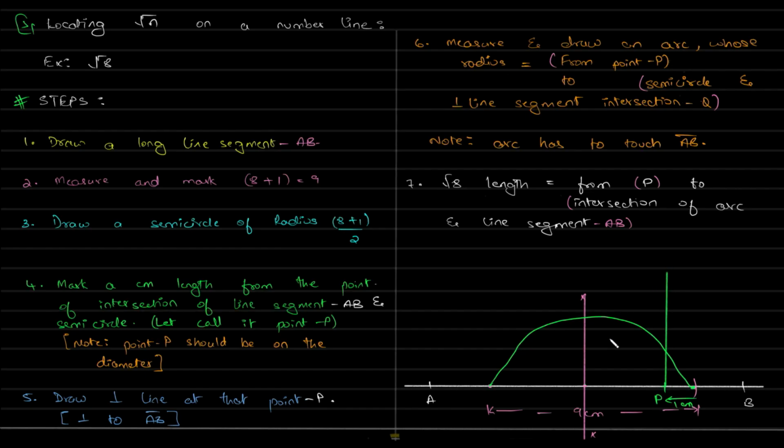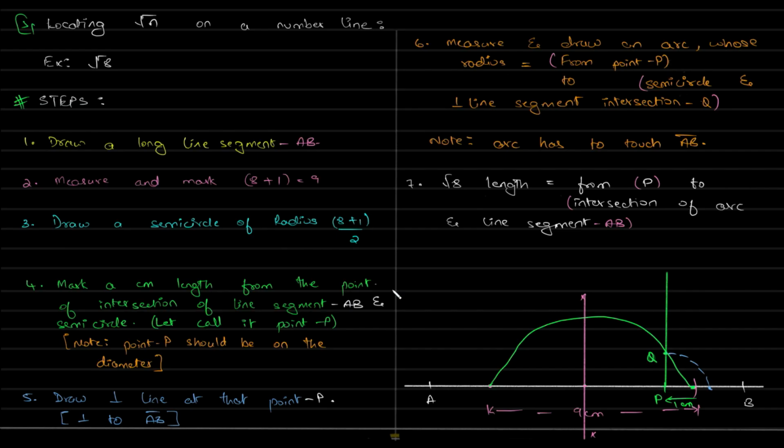Right? Then measure and draw an arc whose radius is from point P to semicircle and the perpendicular lines segment intersection Q. So this is your point Q. Okay. See, this is a perpendicular bisector. I'm naming it as perpendicular bisector, and this is the perpendicular line. Actually, both are perpendicular, but I'm calling this as perpendicular line. Semicircle and the perpendicular line intersect at this point. So measure that and draw an arc. So the arc should touch line segment AB.